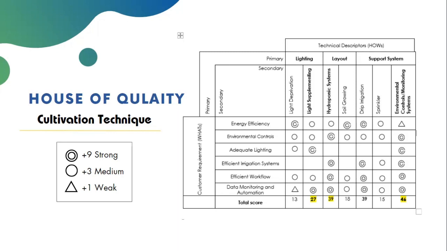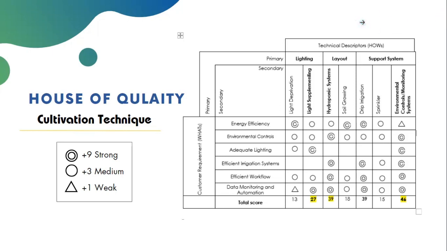Comparing these three, lighting supplement, hydroponic, and environmental control and monitoring system, they are aligned with our goal, which is the smart greenhouse. And since we use hydroponic, it is not necessary to use drip irrigation or sprinklers. So we come to the conclusion that light supplement, hydroponic, and environmental control and monitoring are the three best choices for us to construct our prototype and validate with our customer.